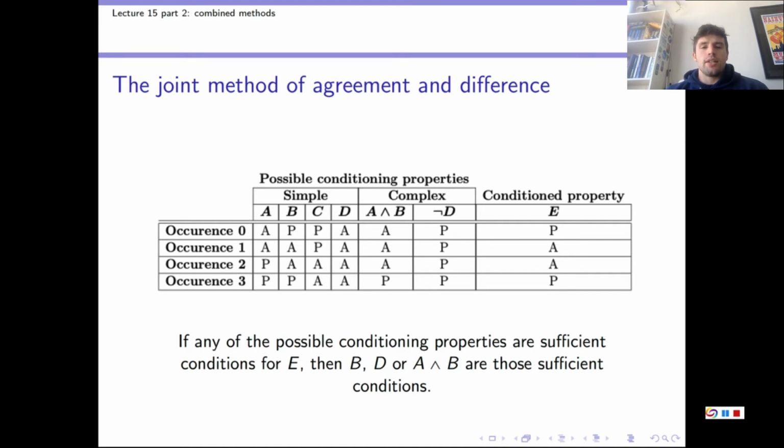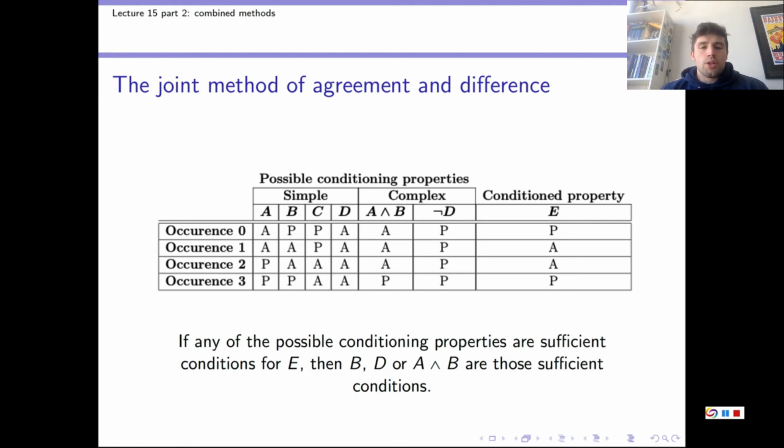So the conclusion is, if any of the possible conditioning properties are sufficient conditions for E, then B or D or A wedge B are those sufficient conditions. Now notice that it might be any one of these again, or any two, or all three. So we've applied all the steps we need.